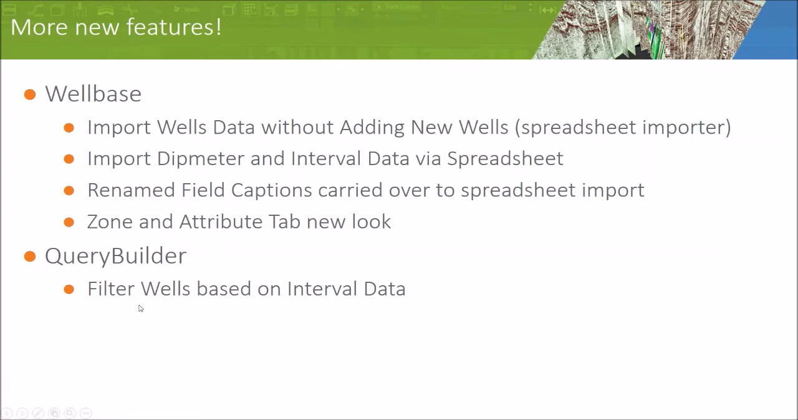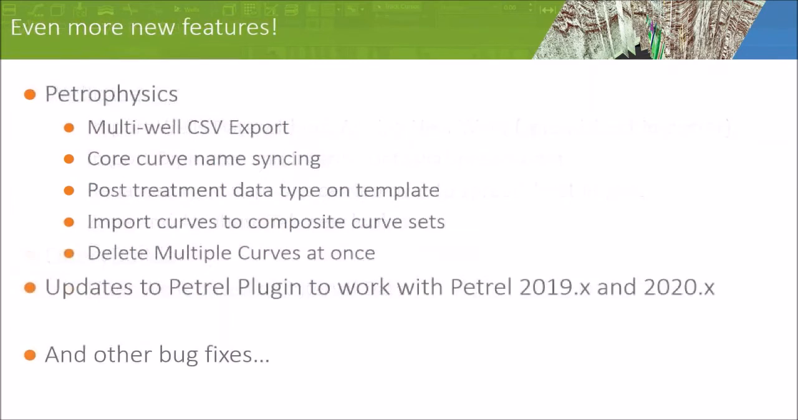In Query Builder, you can now filter wells based on interval data. So again, just more integration with the interval information you have, so you can filter out which wells you've picked interval data for. And lastly, in petrophysics, the option for a multi-well CSV export.